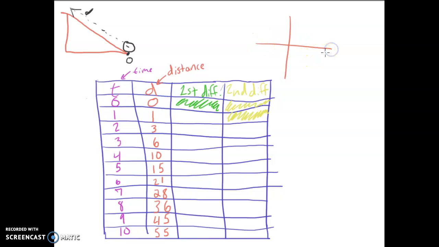graph on the x-axis time, and on the y-axis you can put distance, and then do a second graph with time and first difference, and do a third graph with time and second difference.